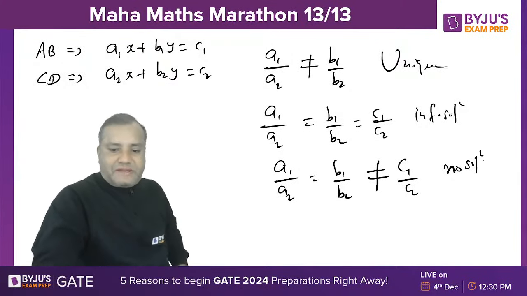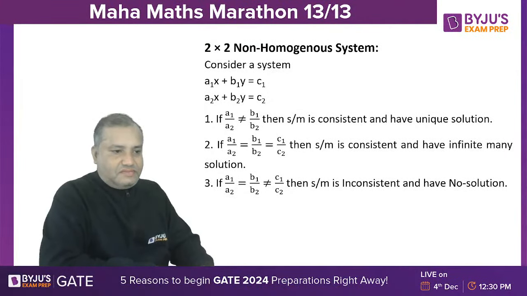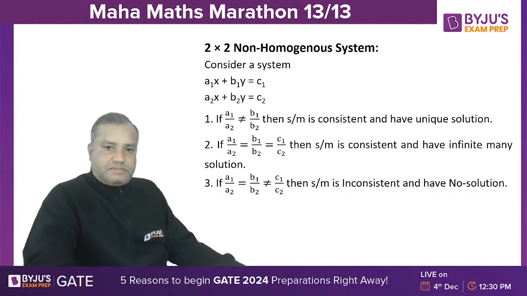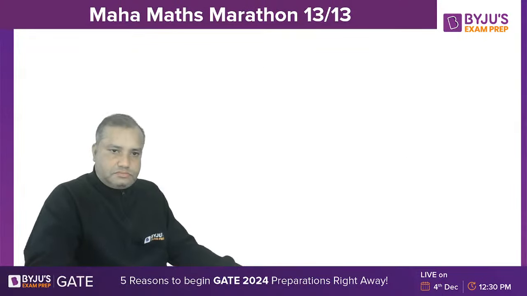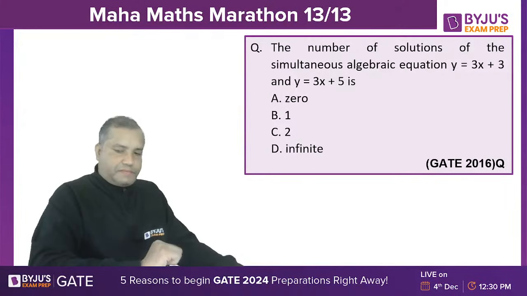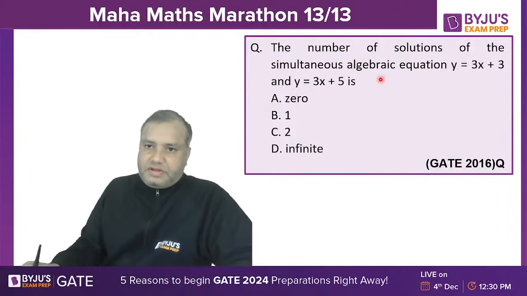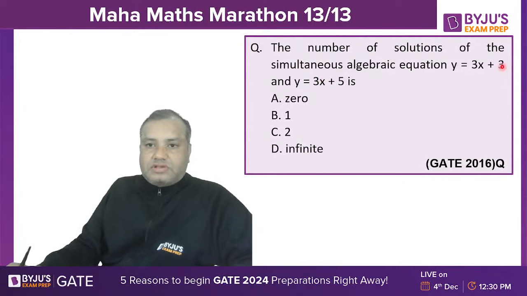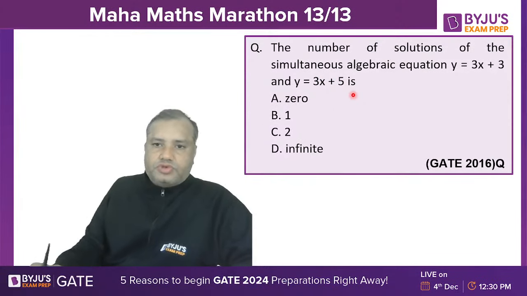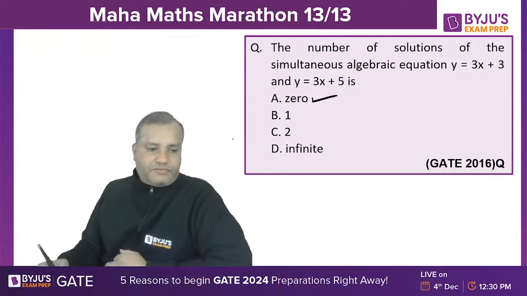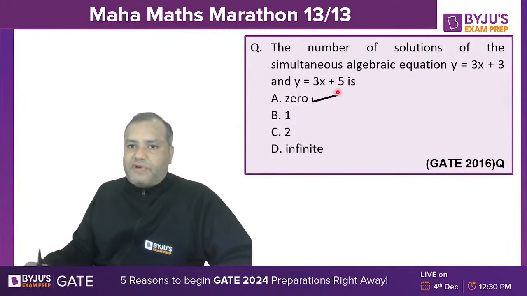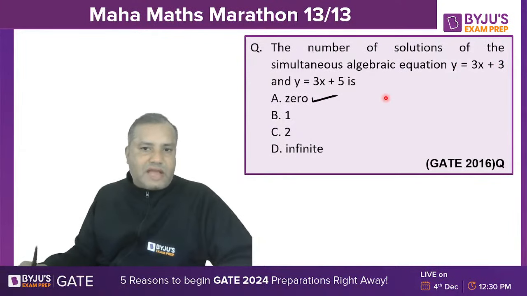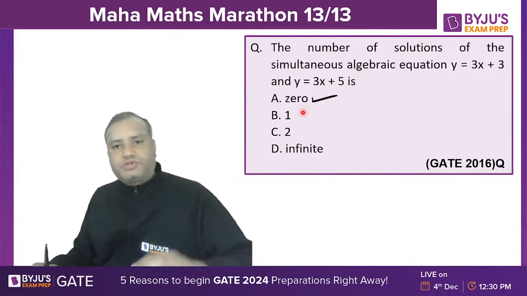Students, are you following? See, here we can say that the coefficients of y and x are the same, but the constant terms are different, and therefore it will give you a no solution condition. Zero solution is the answer for this. Coefficients of y are the same, coefficients of x are also the same, but the constant terms are different. So it represents parallel lines, meaning no solution. No solution corresponds to zero solution.